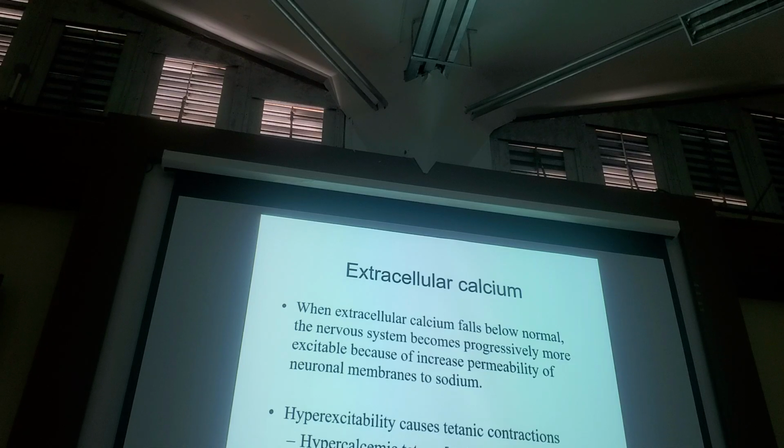How does this happen? Calcium and sodium, they have the same valency and they share the same channels. So if the parathyroid glands are removed, there is no PTH, it means that there will be no means of increasing the plasma calcium level, right? So the plasma calcium level will be low. And because the plasma calcium level is low, the rate of influx of sodium into the tissue now increases.